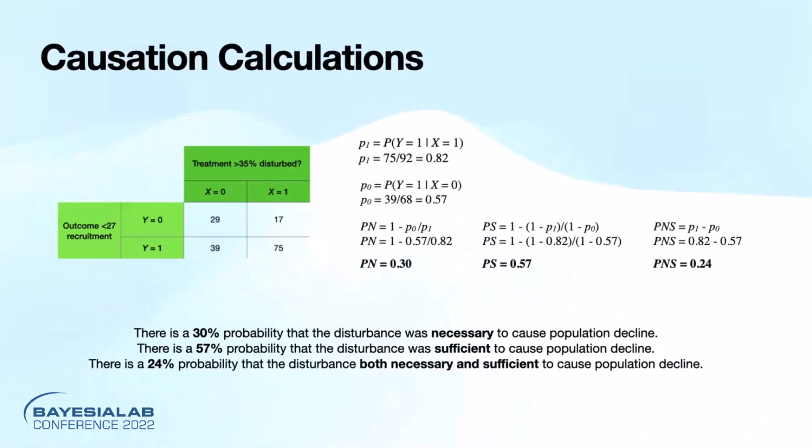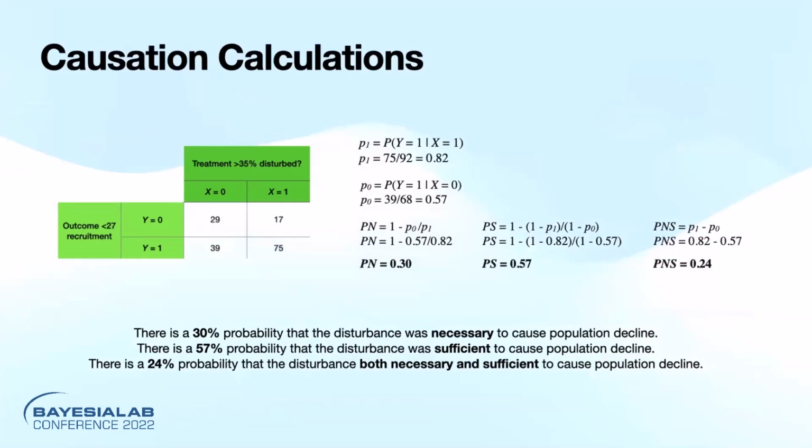And then doing that, we can very quickly run the numbers, and we run out the probability of necessity, sufficiency, and both. And so we quickly come to the conclusion that there's only actually a 30% probability that the habitat disturbance was necessary to cause those population declines, but a higher sufficient causation, 57%, to cause the population decline, and a 24% probability that the disturbance was both necessary and sufficient.